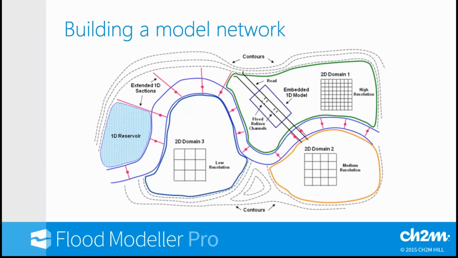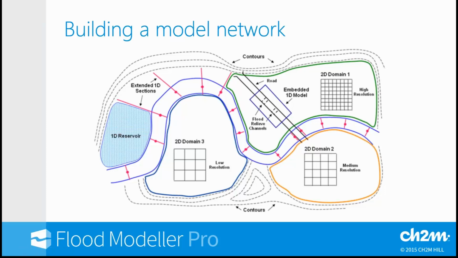And you can have multiple grids at different sizes. If you look, the pink lines are your one-dimensional cross sections. You can extend them. You can put them in and out of the reservoir over where it says the 2D domain 3. It's lower resolution.